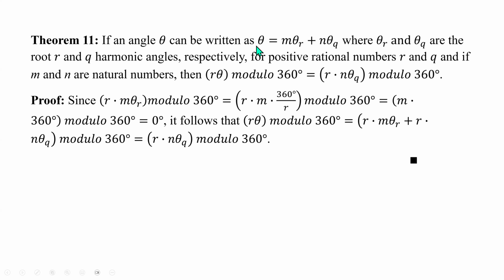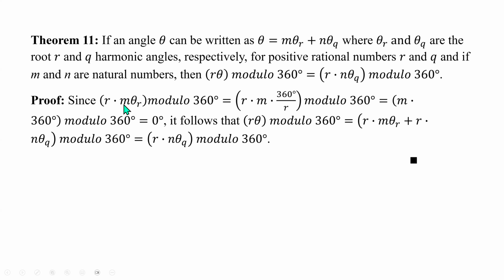So when we multiply this angle theta by r and reduce the result modulo 360 degrees, you're basically canceling out this first term, which is the one that gives us an r harmonic angle. Well, let's look at the proof.